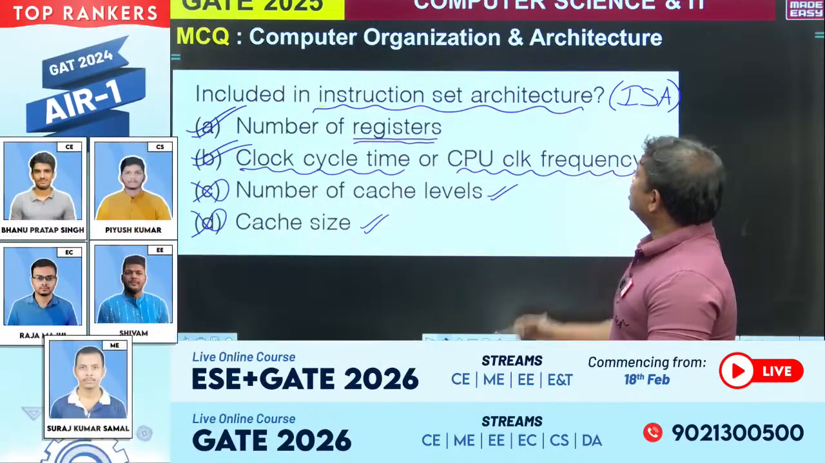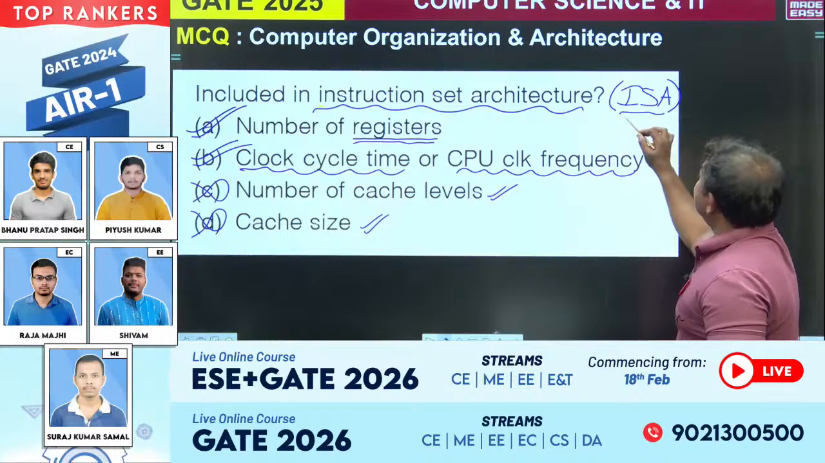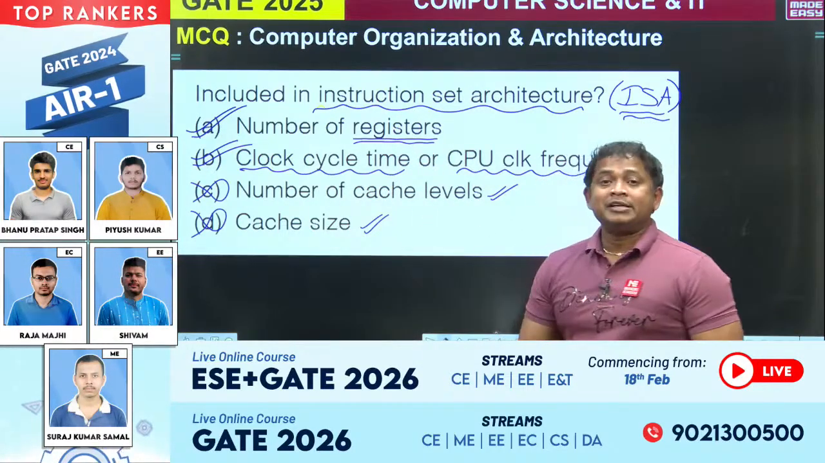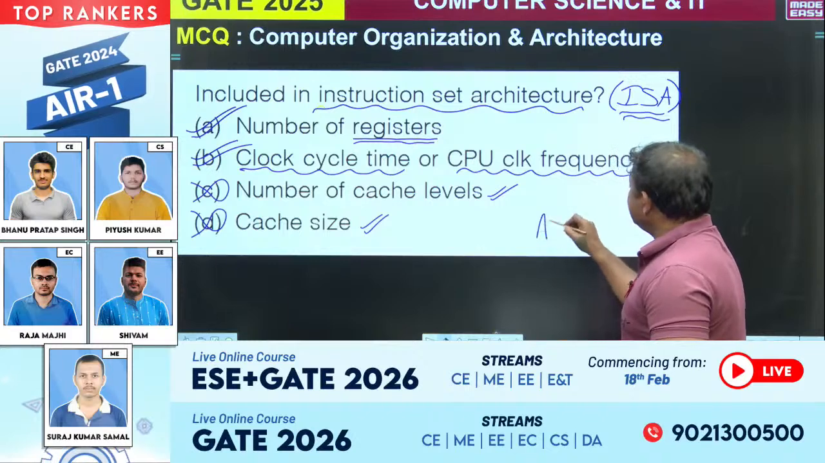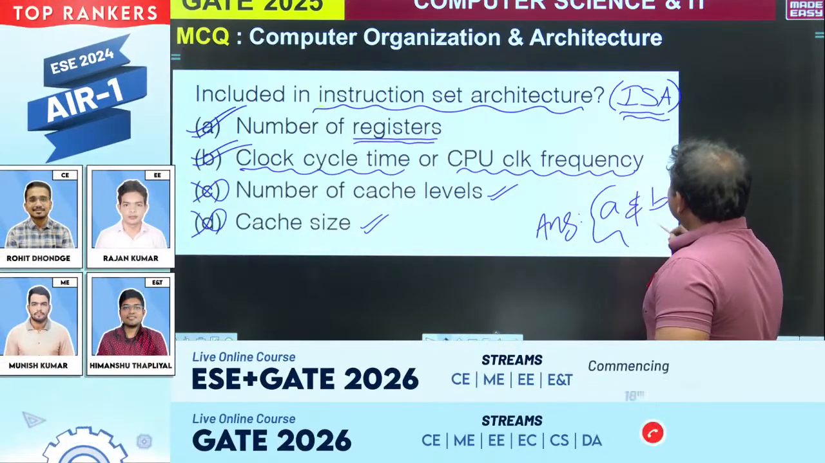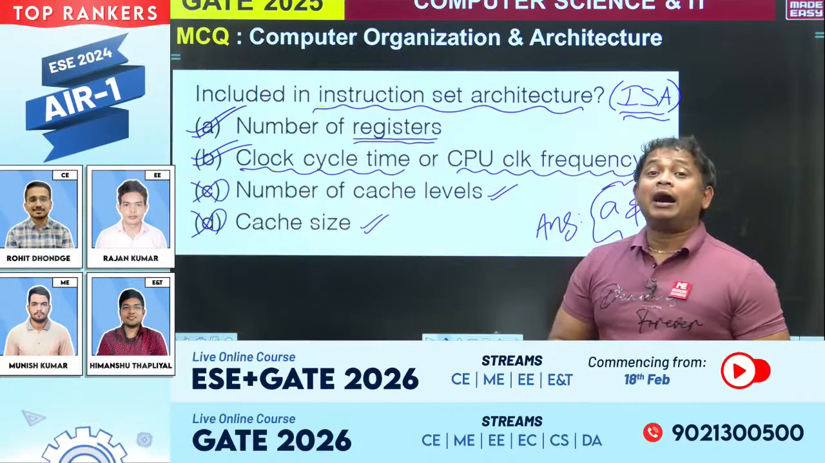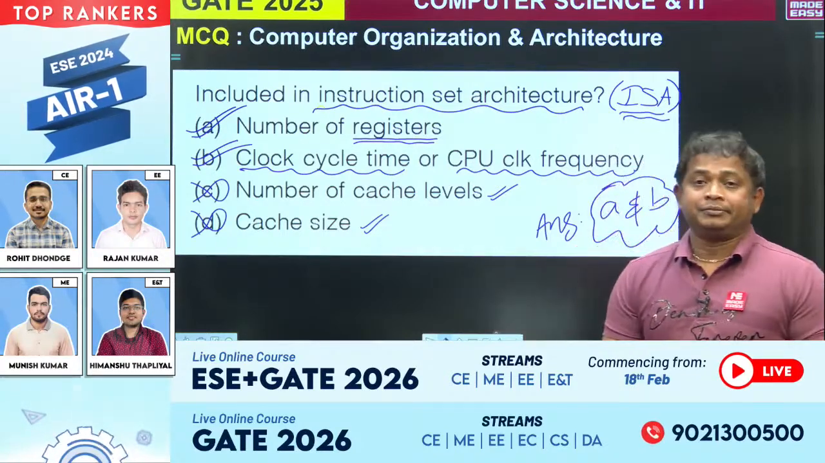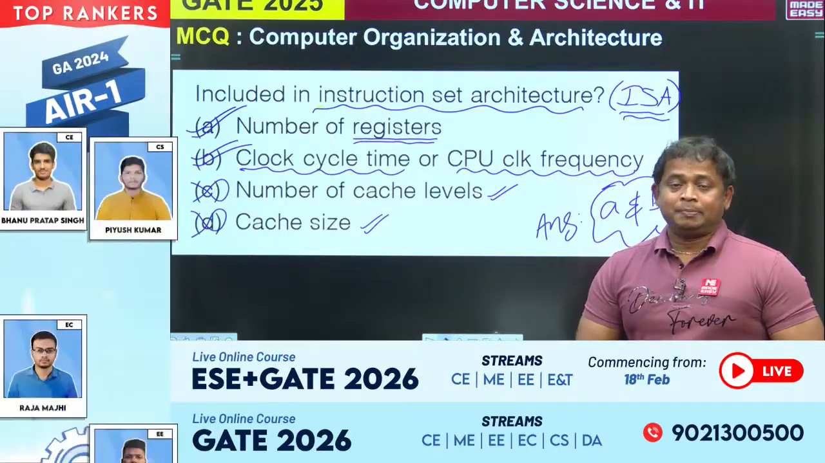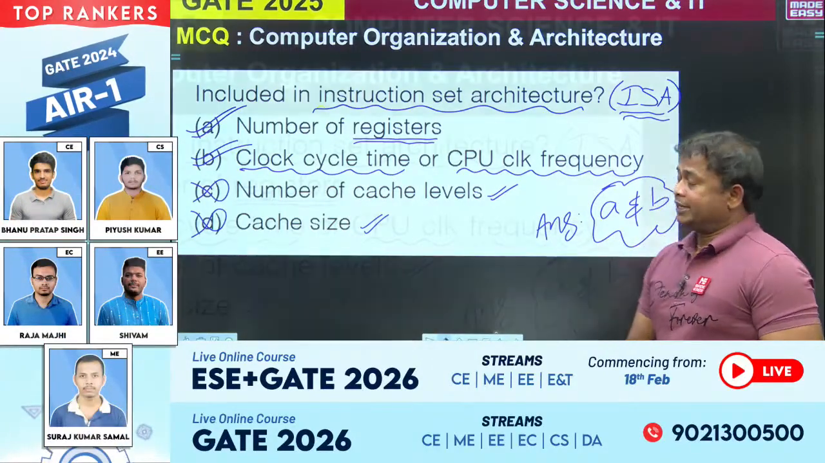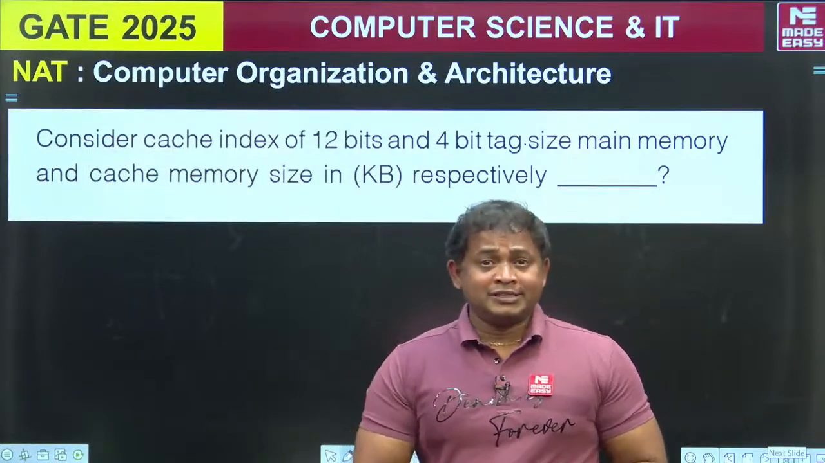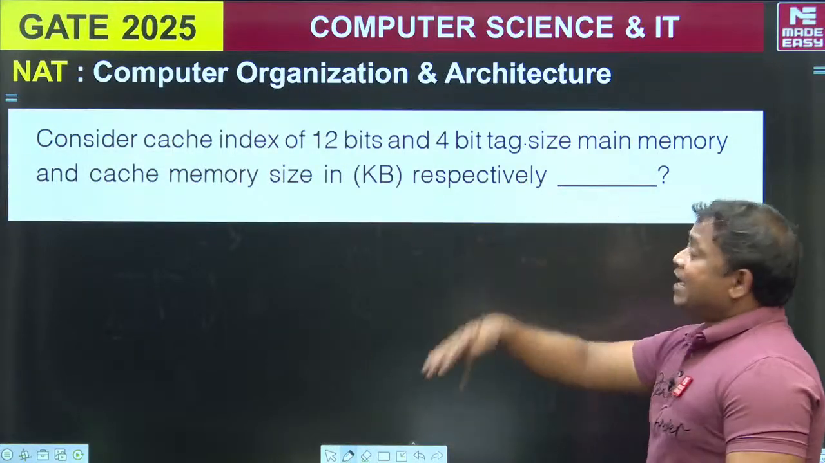So that's with respect to the ISA, instruction set architecture. The first two elements are described. So directly you can say the answer is A and B. These two elements are described in the architecture of a computer. Cache memory does not come under the architecture part. All right. Next question in computer organization and architecture is from cache memory.